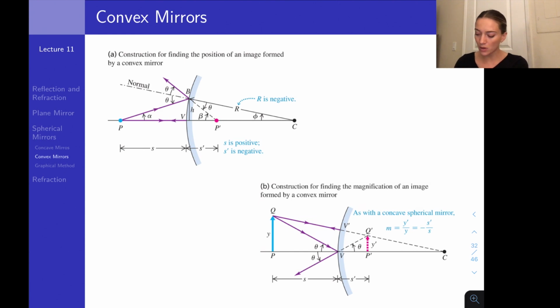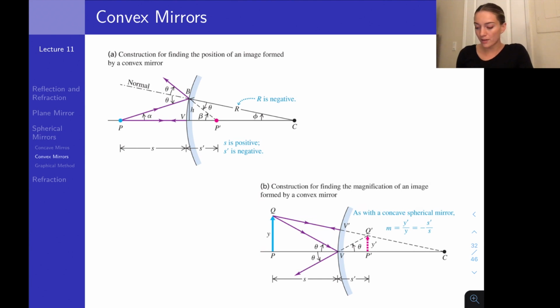And we still have the same equation for the magnification. The magnification is still the image height divided by the object height, which is equal to negative s prime over s. And since for a convex mirror, s prime is negative, that means our magnification will be positive and our image will be upright, because we have a negative here, and then s prime itself is negative, so our image will always be upright.